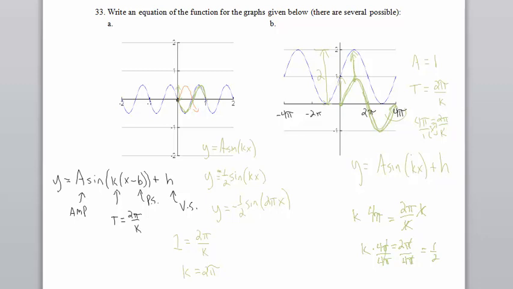So I found k. I think I have everything I need. That's 1/2. That's 1. And that's 1. So I'm done. My answer for part B is y equals 1 sine times 1/2 x plus 1.